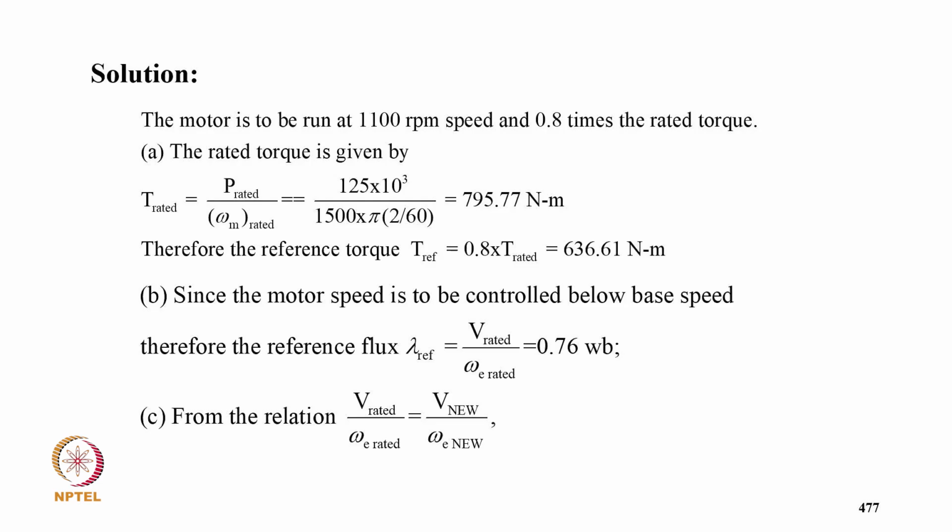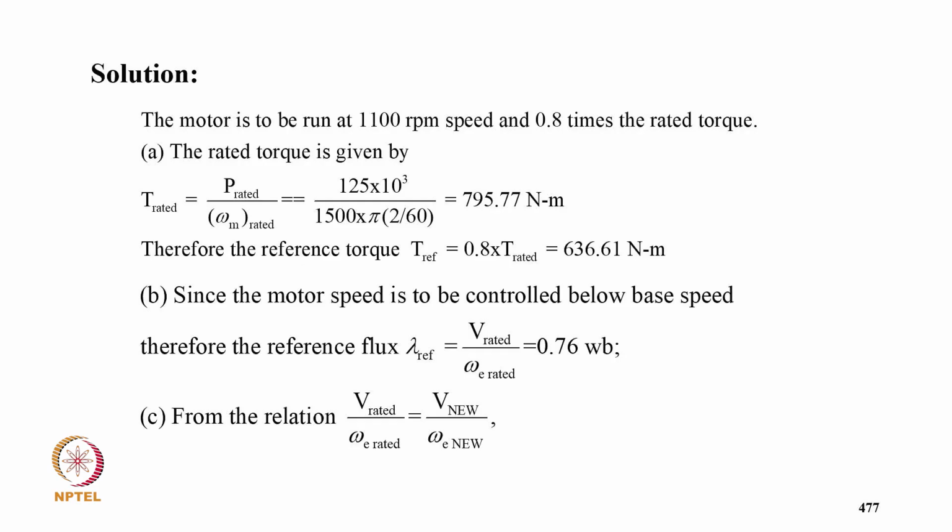Coming to the solution, the motor is to run at 1100 rpm and 0.8 times the rated torque. So the torque is T rated equal to P rated upon omega rated, that comes 795.71, and T reference is 0.8 times rated, that is 636.61 Newton meter.